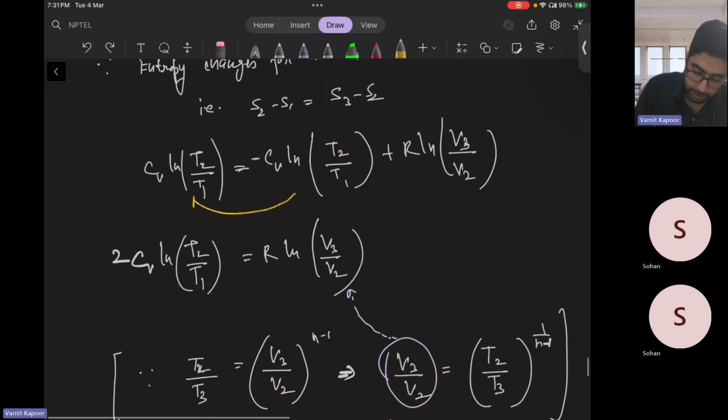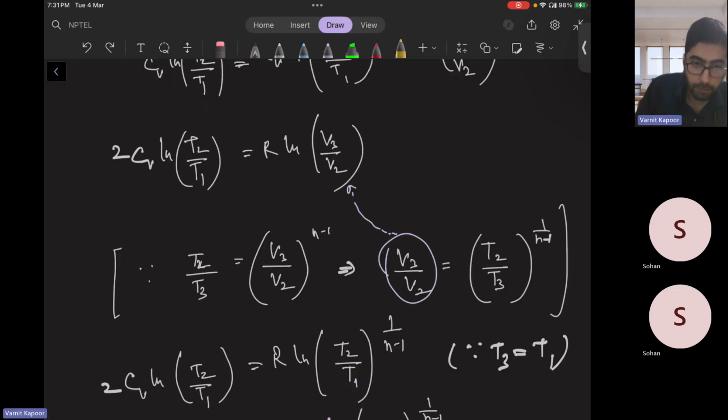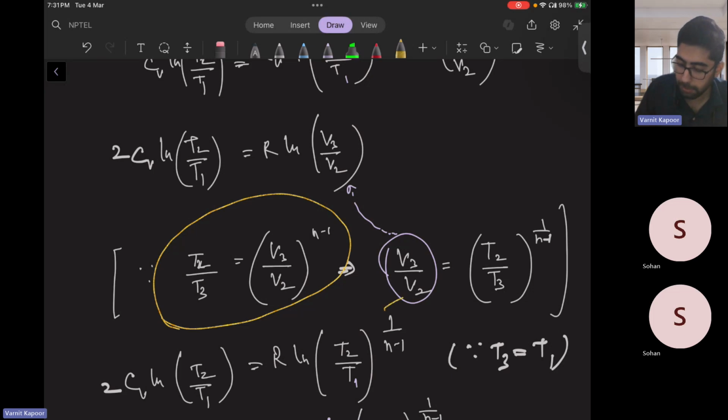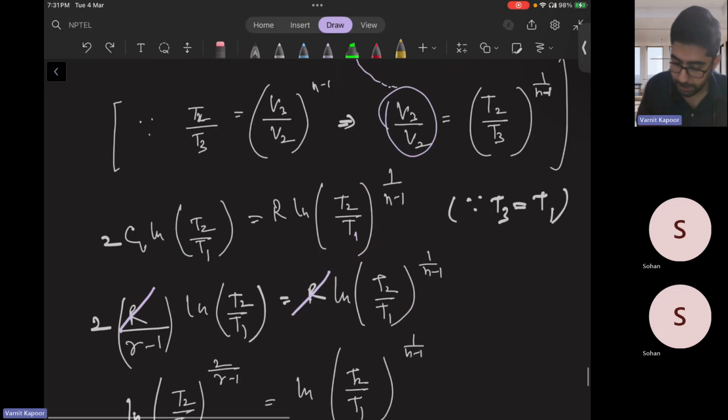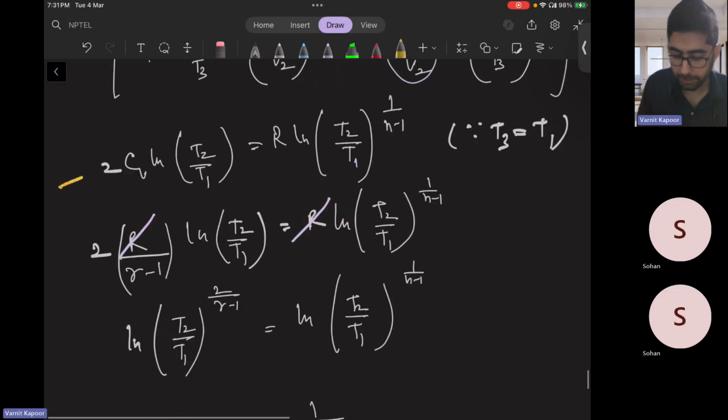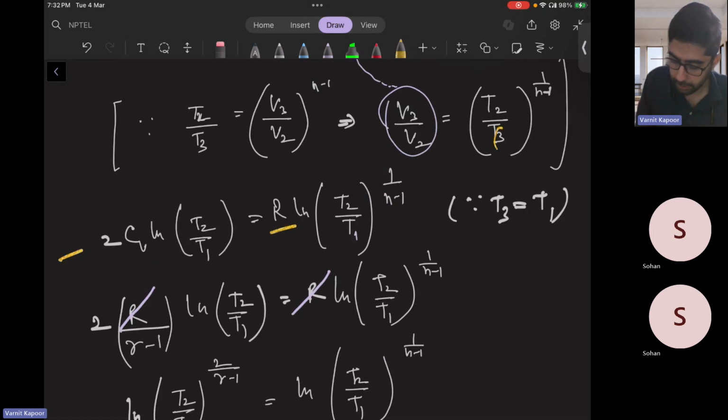So you transpose this on the left hand side, you get 2 times CV ln T2 by T1 equals R ln V3 by V2. Now since you know from this expression T2 by T3 is equal to V3 by V2 power n minus 1, V3 by V2 comes out and you put this expression V3 by V2 here. Okay. So you get the expression 2 times CV ln T2 by T1 is equal to R ln T2 by T1 power 1 by n minus 1. Okay. So here it was T3, but T1 and T3 are same. That's why I've written like this.